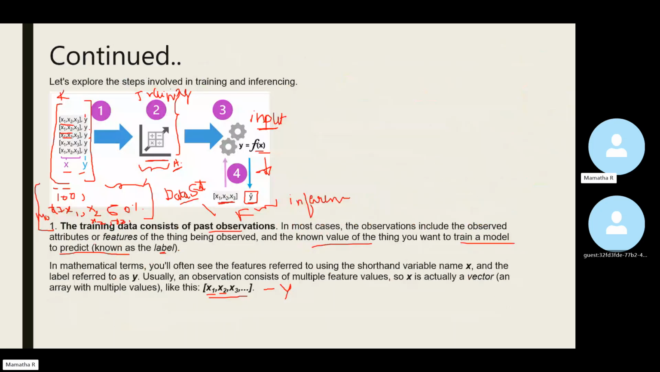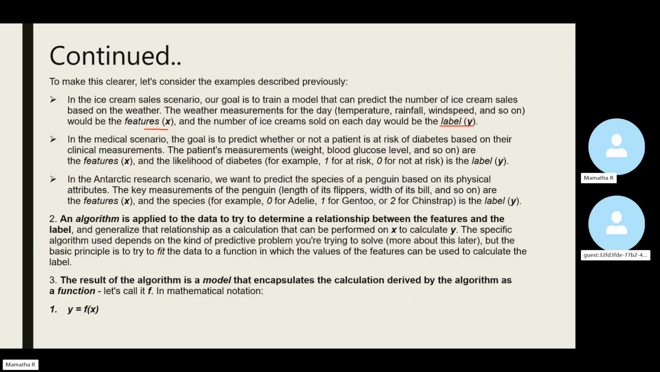So here, we have machine learning as a function. When we are training, the first stage, whenever we want to build an ML model, is to train on data consisting of past observations. That means we should be ready with a data set having the various features. The value we are going to predict is called the label. The next stage is that an algorithm is applied to the data to try to determine a relationship between the feature and the label.